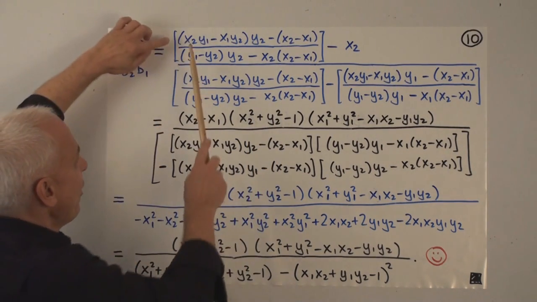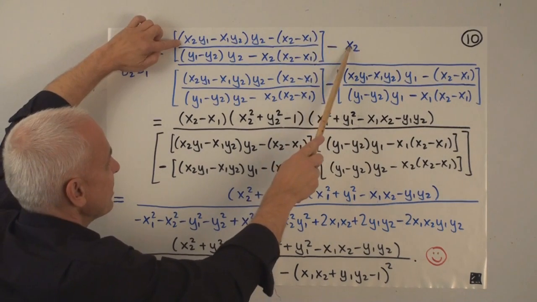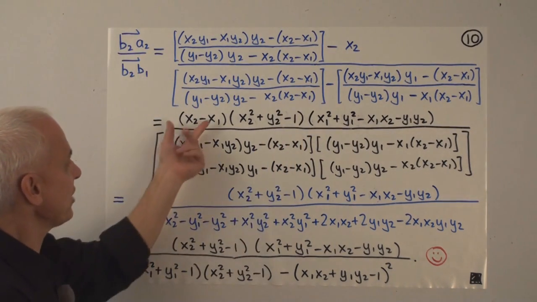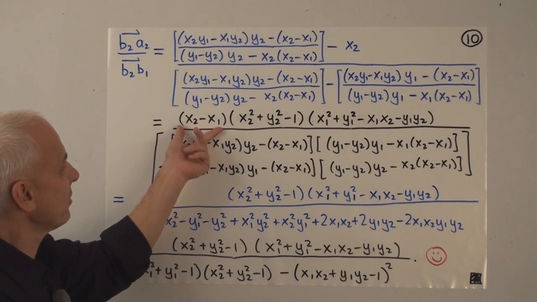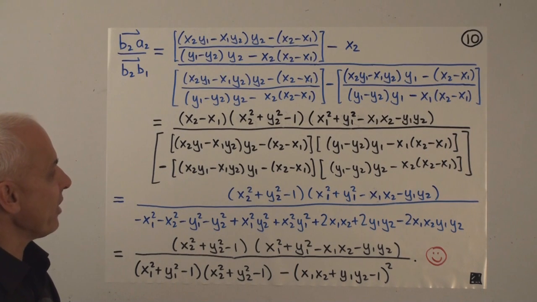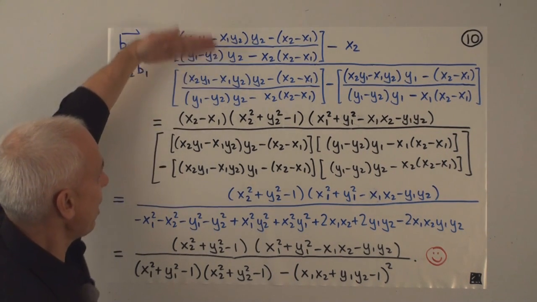You might like to check that. So this minus x2 times this has x2 minus x1 as a factor. And the remaining thing is x2 squared plus y2 squared minus 1. Okay, that's what's happening on the top.